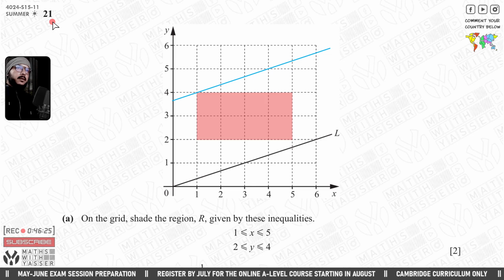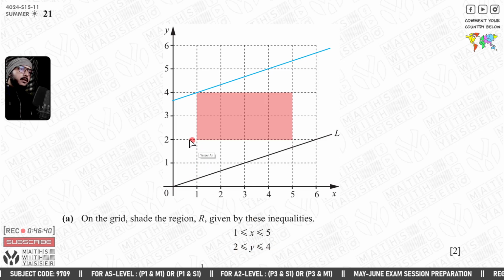Question number 21. It says, on the grid, shade the region R given by these inequalities. X lies between 1 and 5 and Y lies between 2 and 4. So this is Y equals 2 and Y equals 4. And this is X equals 1 and X equals 5. So this is the region where you can label it as R.